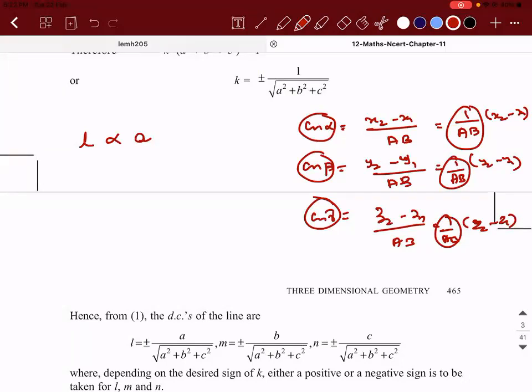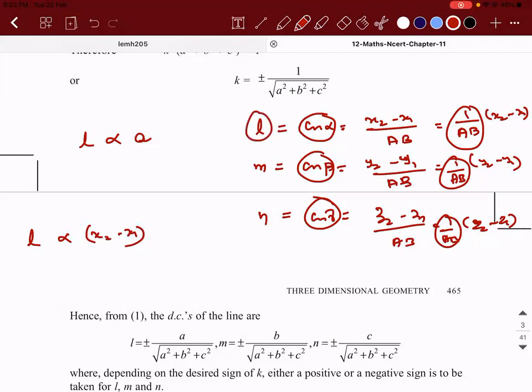Rohan, are you able to understand what I'm trying to say? Yes, sir. So cos alpha is L, cos beta is M, and cos gamma is N. L, M, N are generally used to reduce your burden of writing cos alpha, cos beta, cos gamma every time. That's it. So can I say L is proportional to x2 minus x1? I'm not using L is equal to 1 by AB into x2 minus x1.